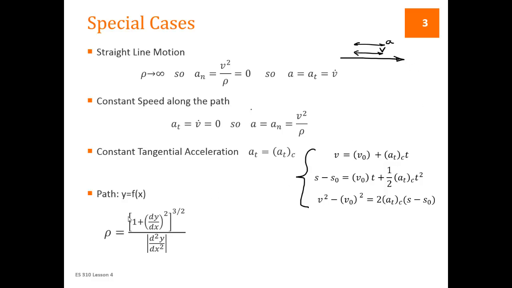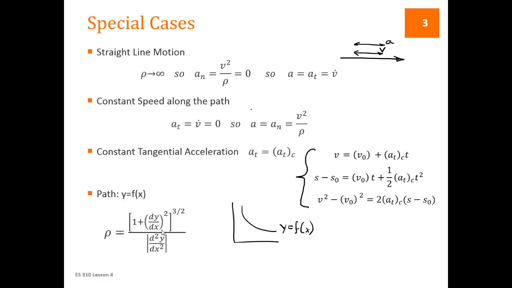Just a comment on rho, you're not always going to be given the radius of curvature. Sometimes you're going to be given the path. So, for example, a parabola, or something that has y equal to some function of x, right? So if you're given that as a path and you're trying to find rho, this is then the equation you use, right?